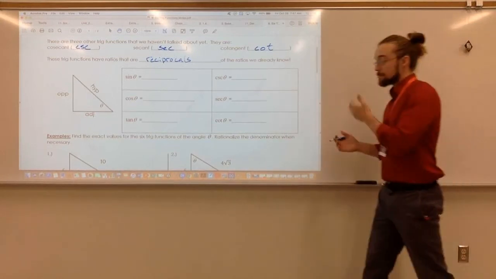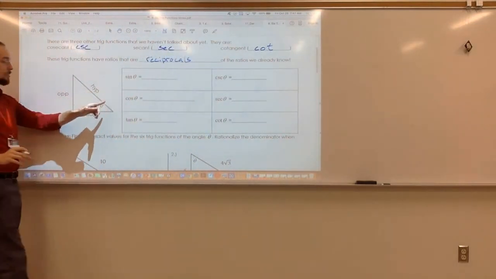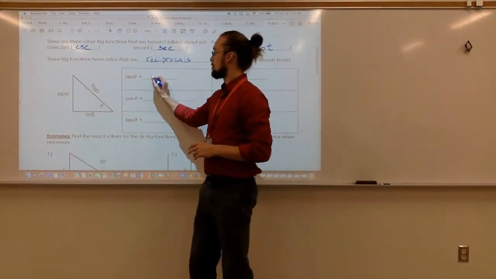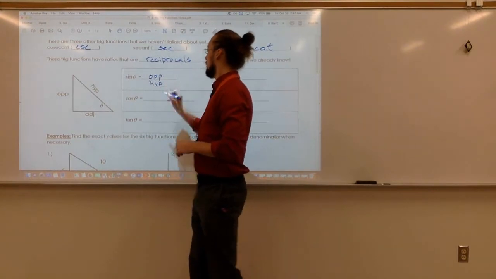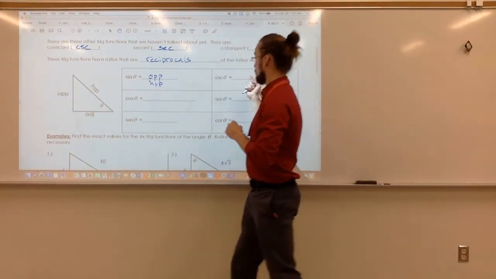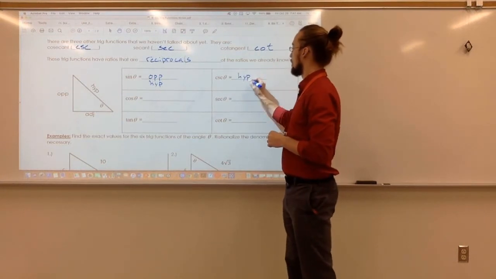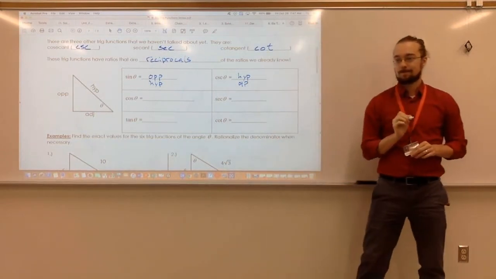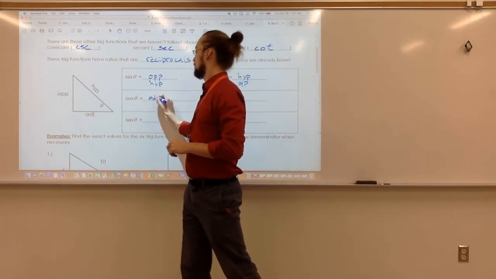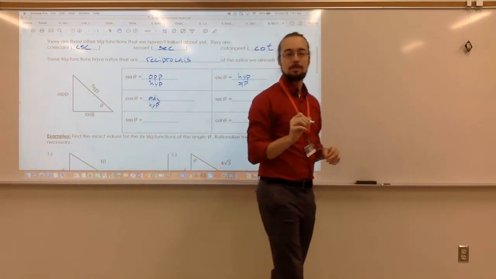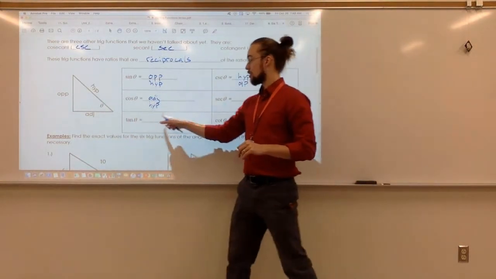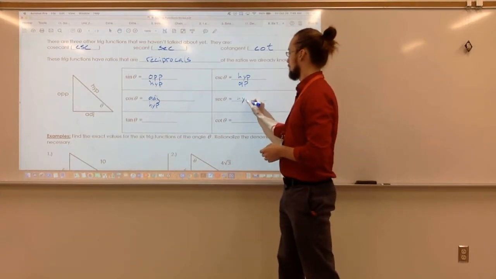So in our triangle, how did we define sine? Sine was the ratio of what side to what side? Opposite over hypotenuse. Cosecant is the reciprocal of sine. Cosecant is just hypotenuse over opposite. What was cosine? Adjacent over hypotenuse. So secant is the reciprocal of cosine. Secant is just hypotenuse over adjacent.